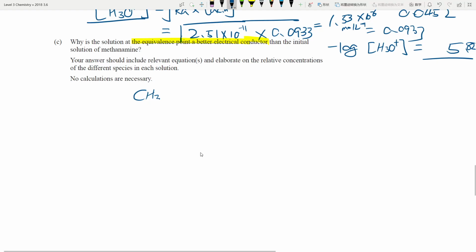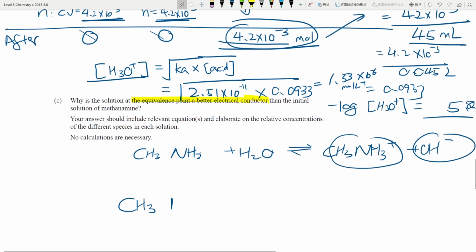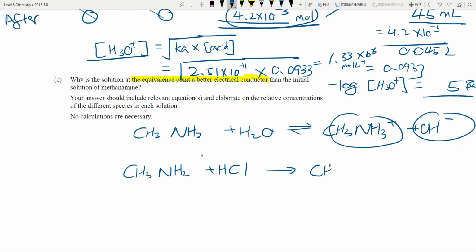When you have CH3NH2 at the beginning, this is such a poor electrical conductor because it only partially dissociates into the conjugate acid and the OH minus. So you only have a small concentration of these two. The fewer free moving ions you have, the poorer conductor it is. But then at equivalence point, where's the equivalence point equation? What we just wrote, plus HCl, you make CH3NH3 plus and Cl minus.